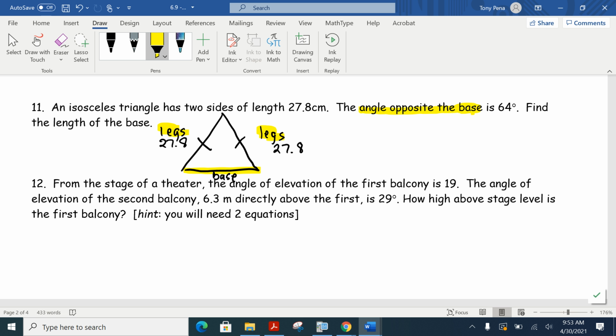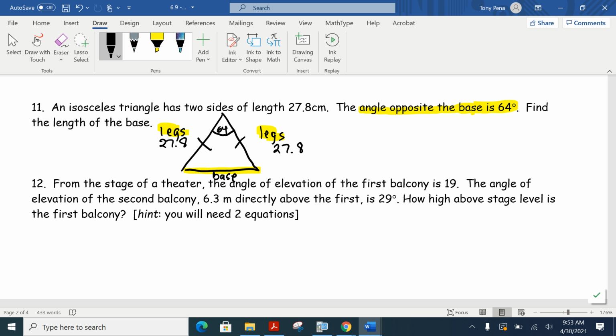So when it says the angle opposite of the base is 64 degrees, it's just a little different way of giving you the same information that we did in the first problem, that this angle right here is a 64-degree angle. All right, so that's what that means. And then the question is, find the length of the base.